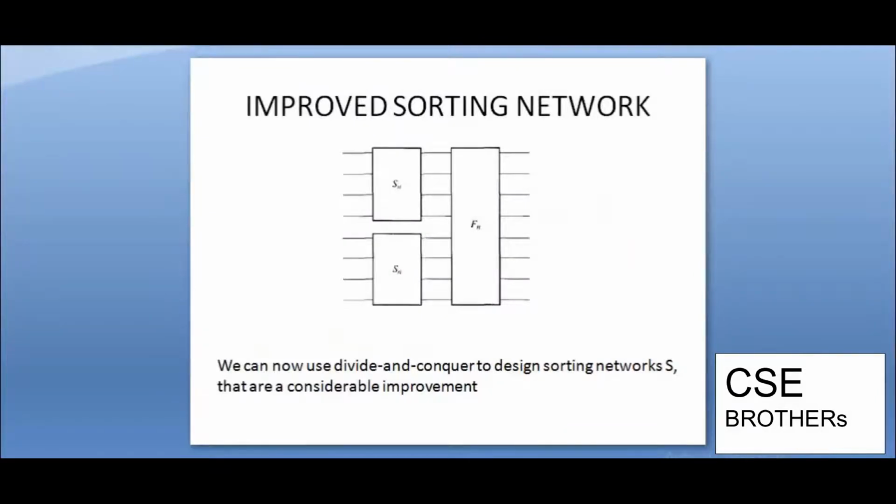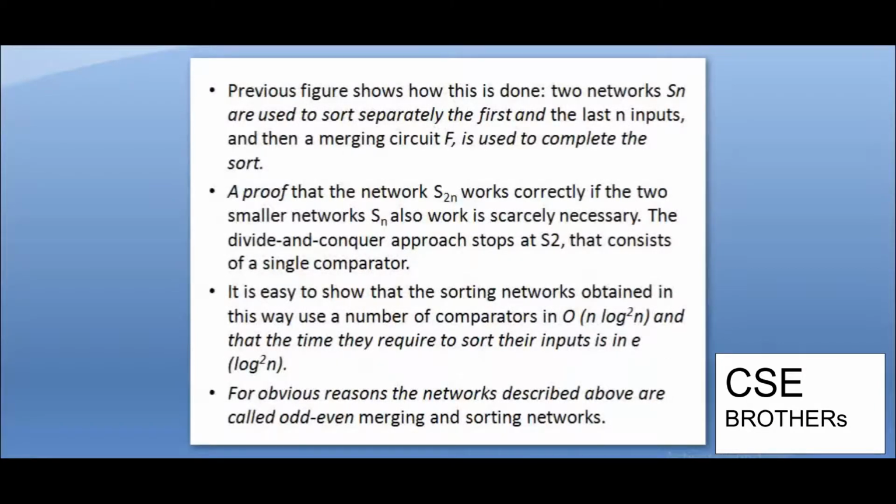This is an improved sorting network. We have two Sn networks and we combine them to give a Fn network which will give us the output. This scenario is based on the divide and conquer methodology. That's why it is an improved sorting network. This is what we have discussed. The complexity of this network is log square n, and for that we require a number of comparators of n log square n. It is also called an odd-even merging sorting network because we took odd and even position elements.